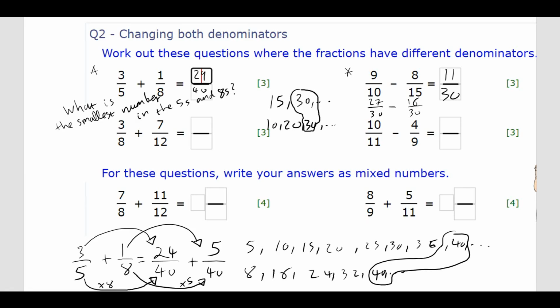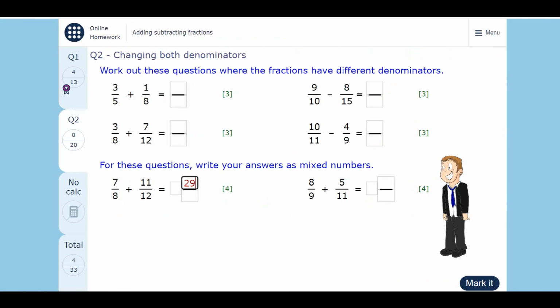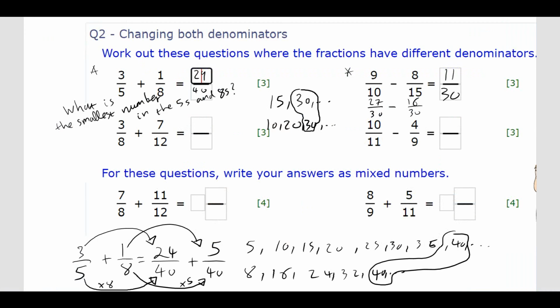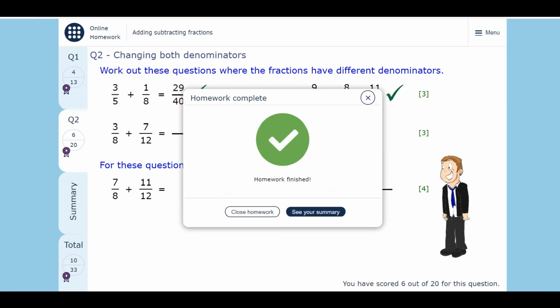So just to show you that, 29 40ths. Up here. And 11 30ths. We can see it is happy with that.